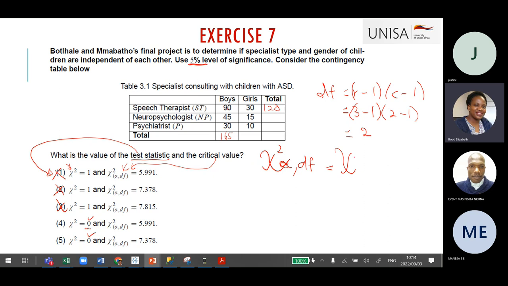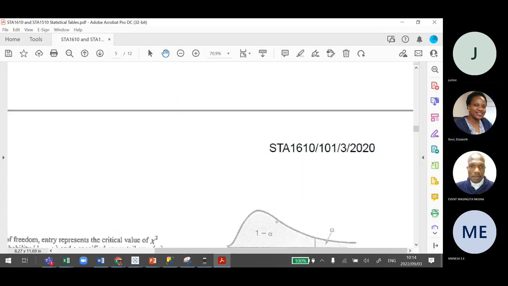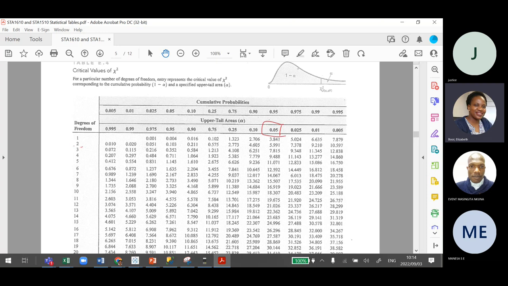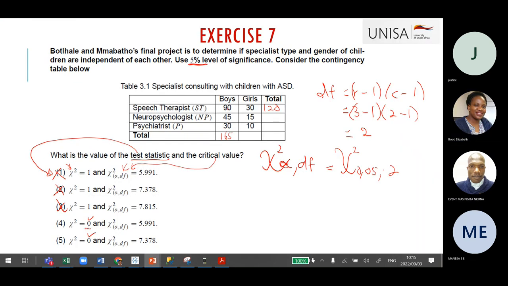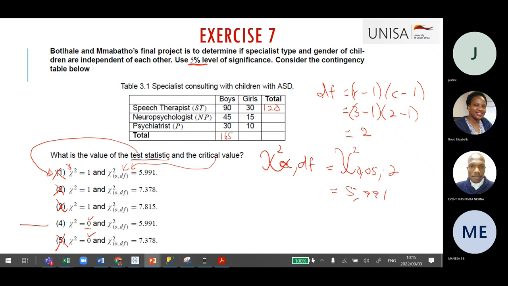Here we need to find our alpha. They told us it's at the 5% level of significance, so it's 0.05 and 2. So let's go. Then the critical value is 5.991. So which one is the correct one? That means this one is incorrect. Only option 4 is the correct answer.